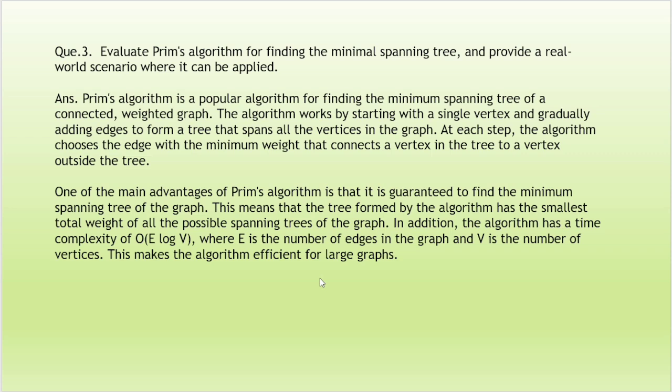One of the main advantages of Prim's algorithm is that it is guaranteed to find the minimum spanning tree of the graph. This means that the tree formed by the algorithm has the smallest total weight of all possible spanning trees of the graph. In addition, the algorithm has a time complexity of O of E log V, where E is the number of edges in the graph and V is the number of vertices. This makes the algorithm efficient for large graphs.